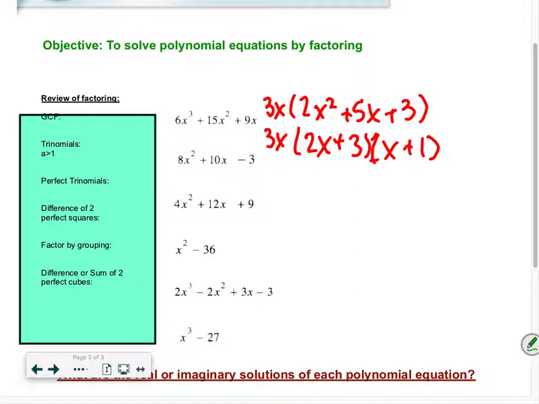It's literally just factoring. Literally that's it. Nothing new. 8x squared plus 10x minus 3 can be factored into two parentheses right away.